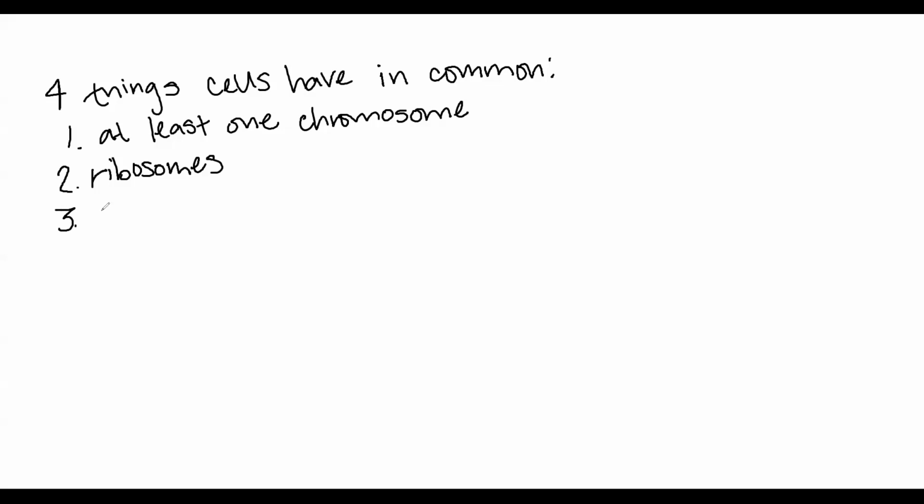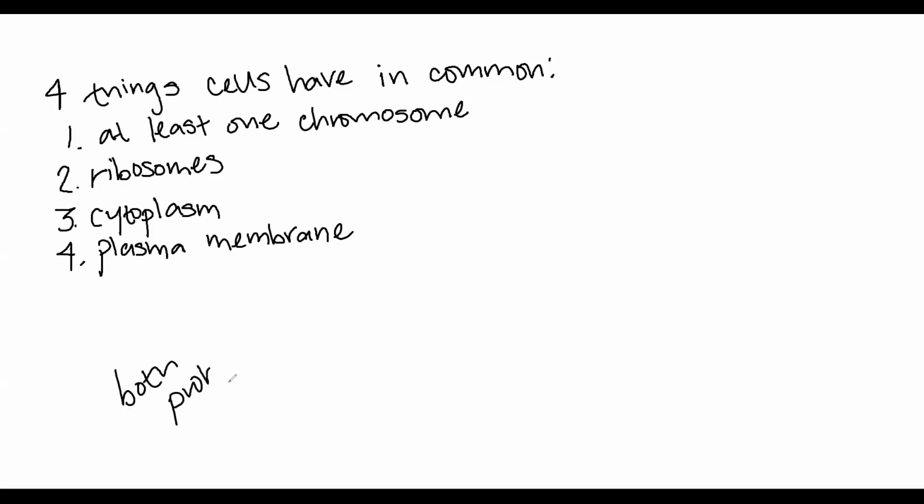They also all have cytoplasm, that jelly-like fluid on the inside. I'll give you that definition in a minute. And they also all have a plasma membrane, which we'll also talk about, but this is essentially the membrane that surrounds the cell. So all cells have these things in common. Remember, it's both prokaryotic and eukaryotic, or prokaryotes and eukaryotes. This is just a different version of the word.